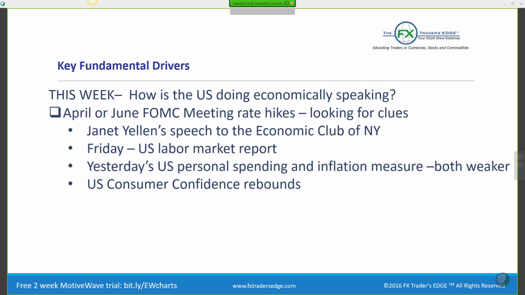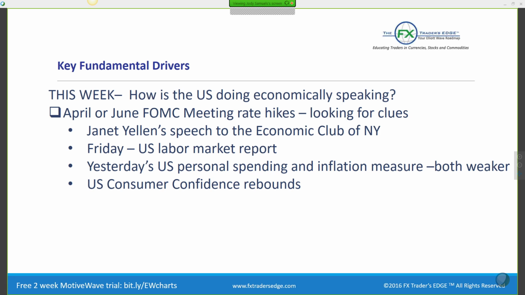So again, we have Friday's U.S. labor market report. Yesterday's U.S. personal spending and inflation measure were both weaker, as discussed, and U.S. consumer confidence rebounds. As I mentioned, over the last week there have been some mixed comments by a few of the Fed presidents that a rate hike could come as early as April, and that's why today's speech, Yellen's speech, is so important for more clarity and for hawkish clues if that is the case.